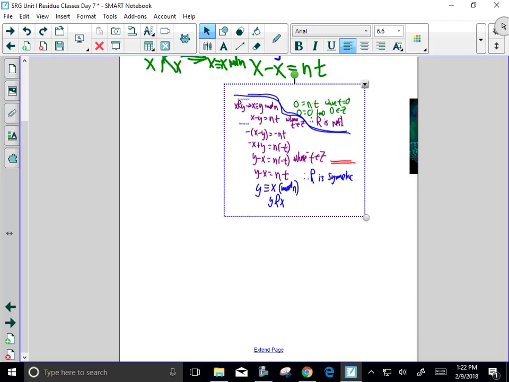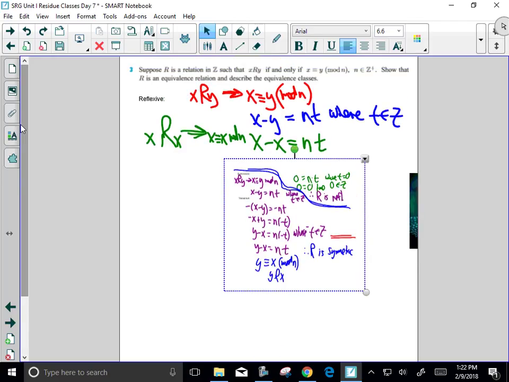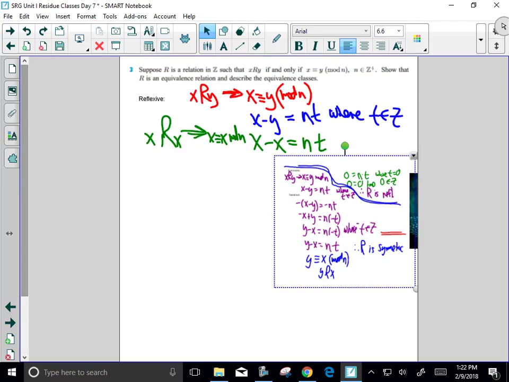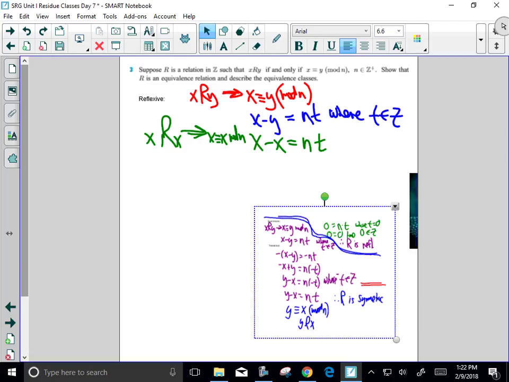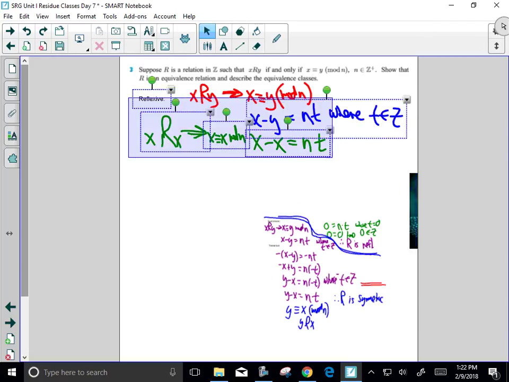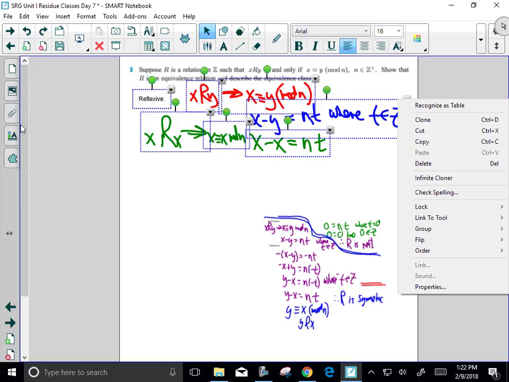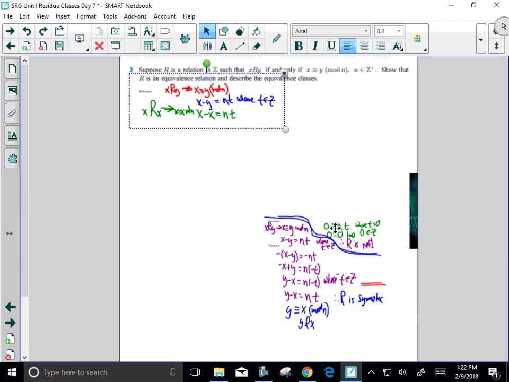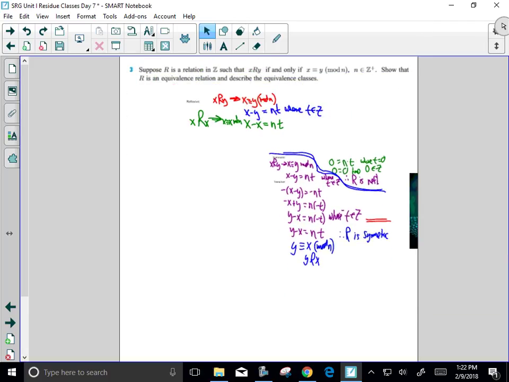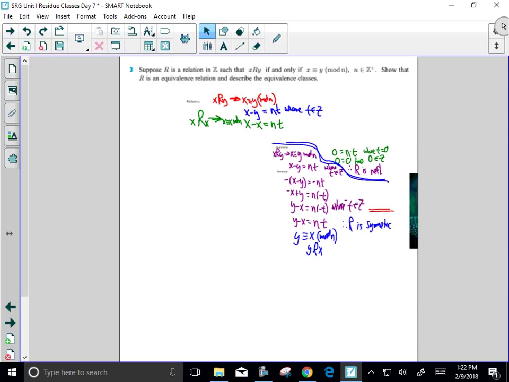Just too much on the board here. How about this? So there's the reflexive, there's the symmetric, and now I'm going to do the transitive. Last one, transitive.